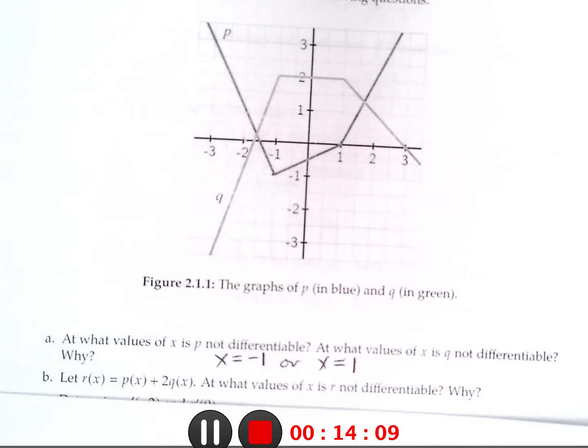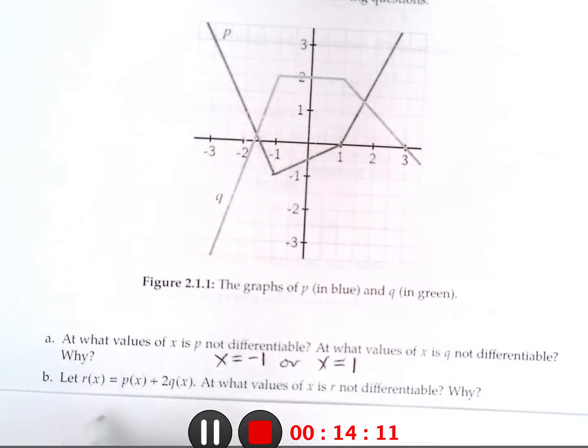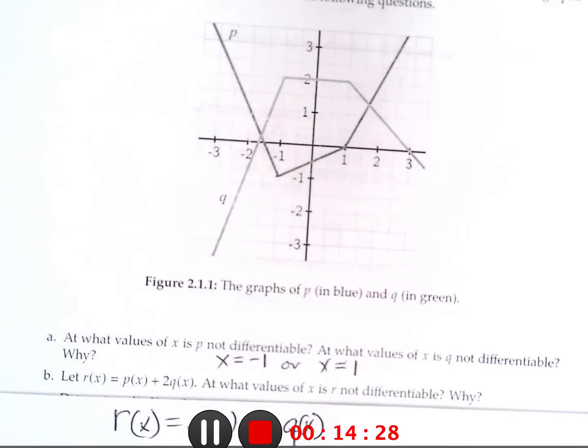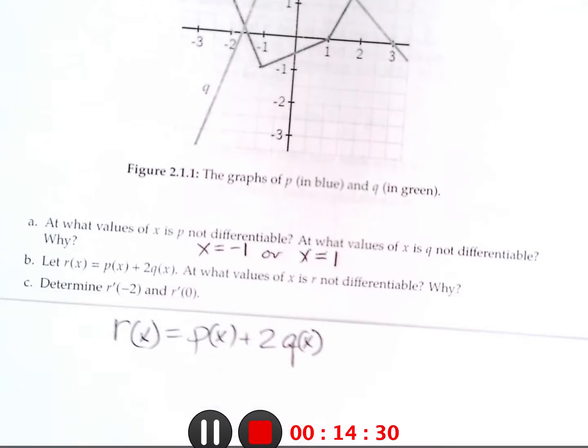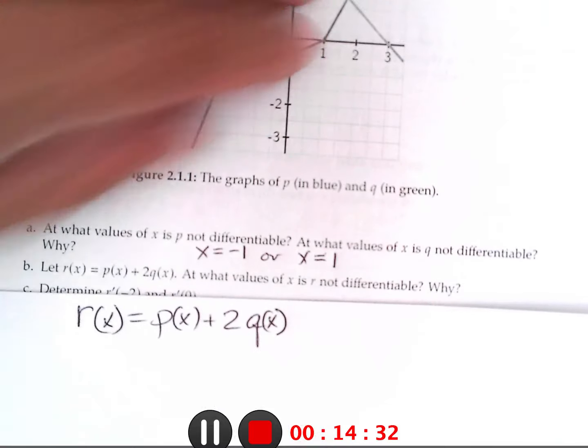Then it says r of x is p of x plus 2q of x. At what values of r is it not differentiable? Well, that would be the same, because these cusps will continue to have cusps. So, same places.